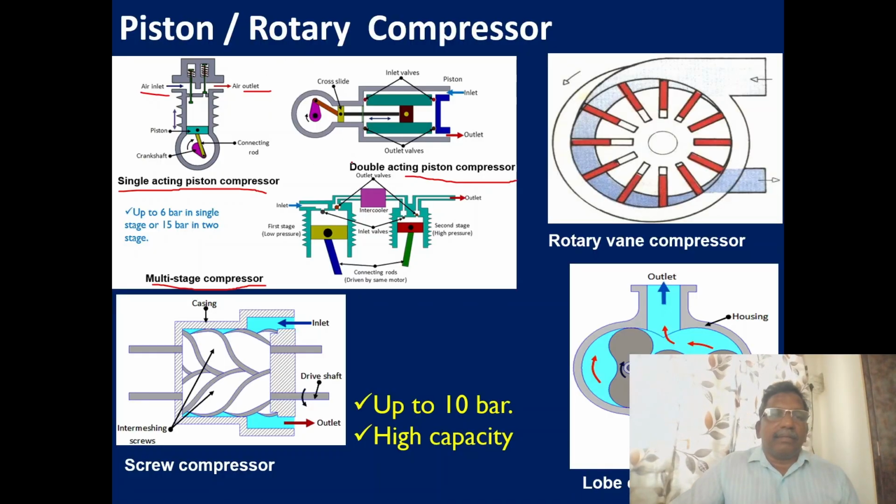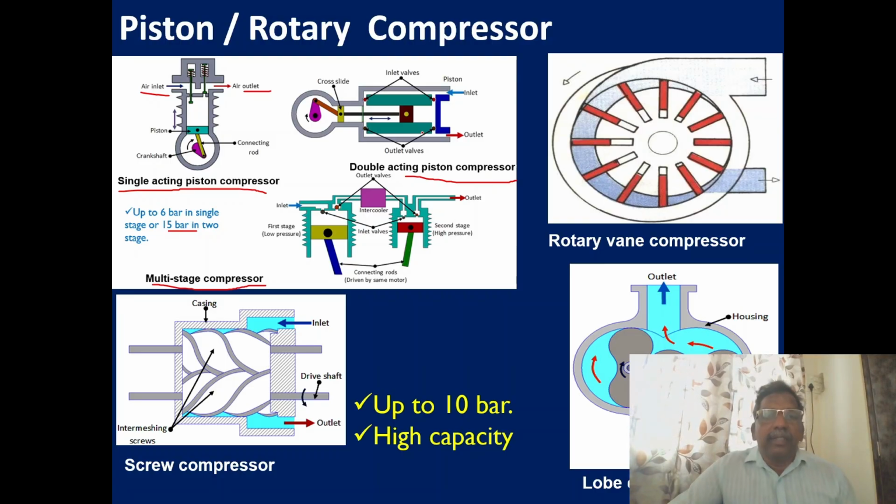If we need more pressure, single stage we can have up to 6 bar only. But when we are going for double acting, or two stage, three stage, more than 15 bar also we can have. As I already stated in the first video, we can have the working pressure of 6 to 8 bar. If you want to go for higher pressure, up to 12 bar, we can go for a multi-stage compressor. So here we can see a double acting cylinder. Both strokes we are getting inlet as well as outlet. So more storage will be there.